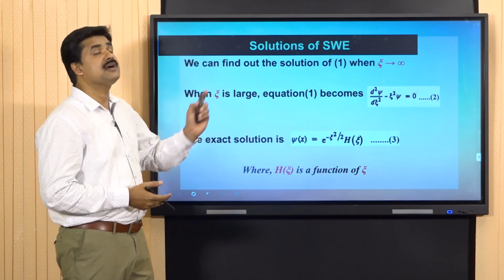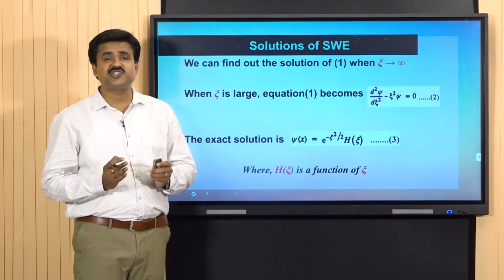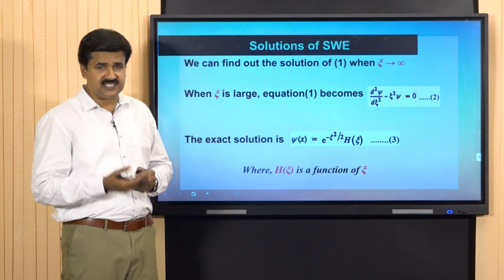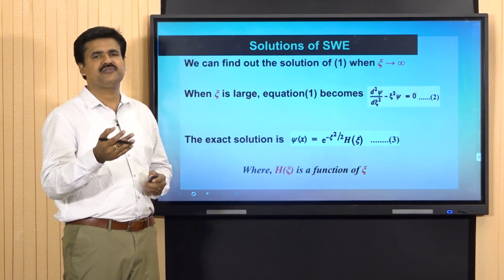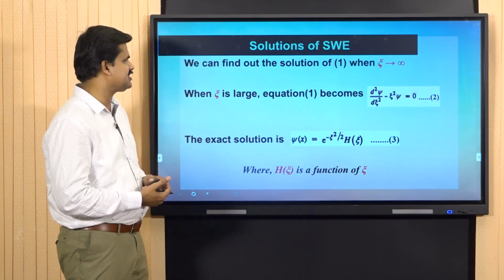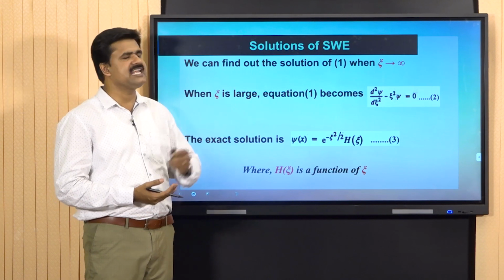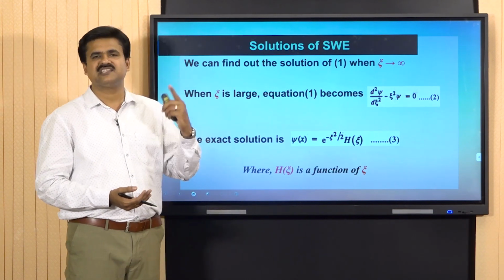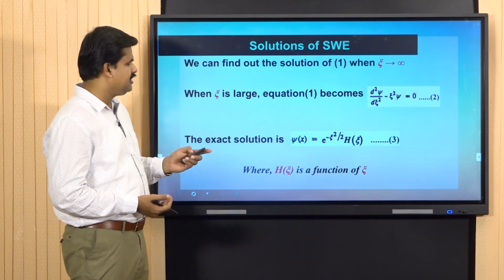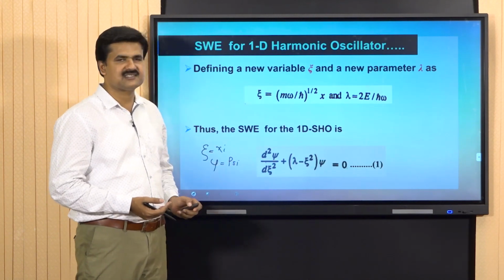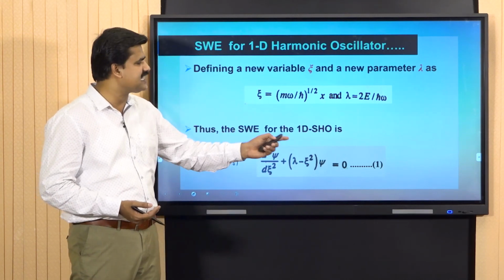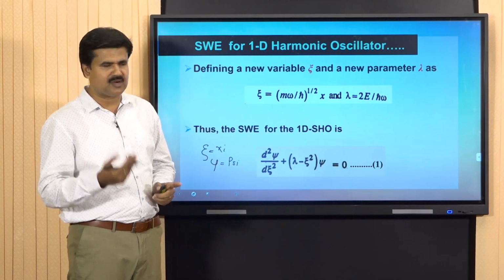Now, we are moving on to the solution of the Schrodinger wave equation of the problem. We can find the solution of the Schrodinger wave equation by putting some conditions. First of all, we are finding the solution of the Schrodinger wave equation, which is notated as equation number 1. This equation is d square psi by d xi square plus lambda minus xi square into psi is equal to 0. This is marked as equation number 1.